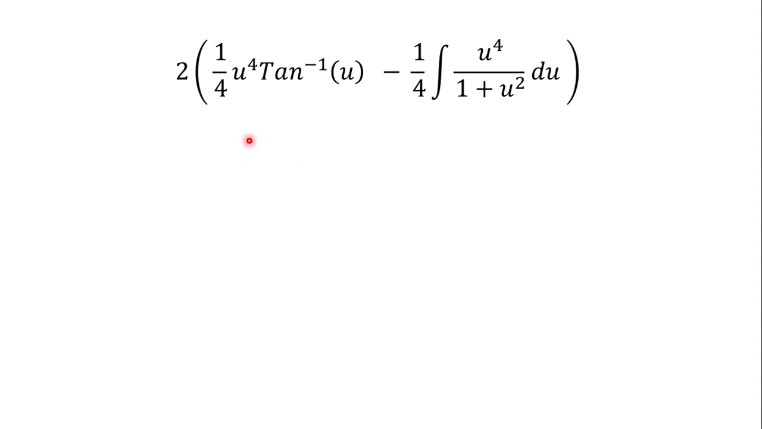Now when you multiply this one by 2, it is going to give you 1 over 2. And when you multiply this one also by 2, the 1 over 4 is constant, so we just bring it to the back of the integral symbol. So when you multiply this one also by 2, that is also going to give us 1 over 2.